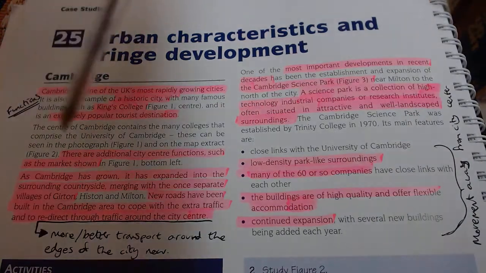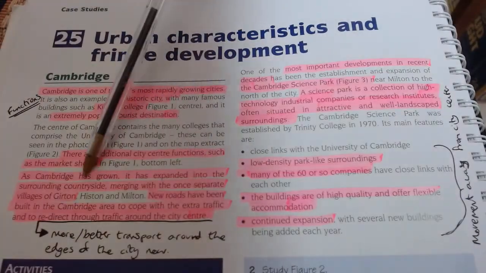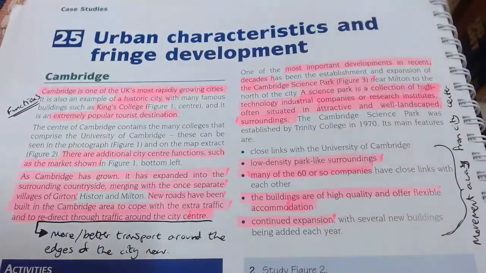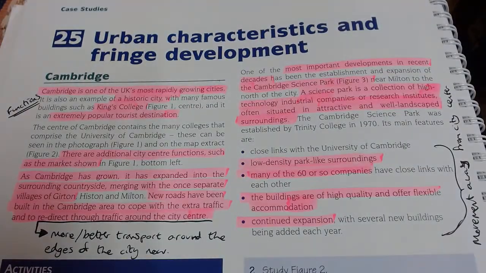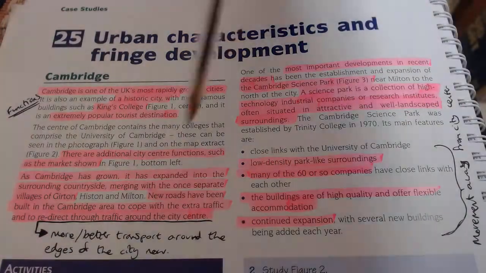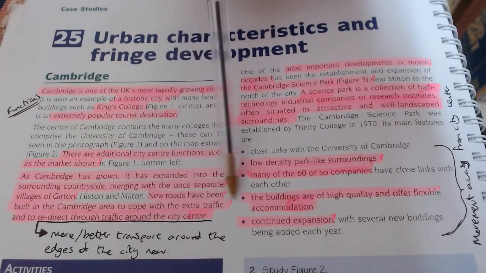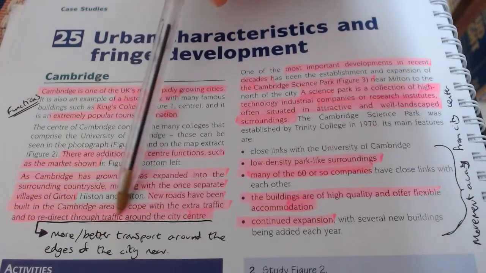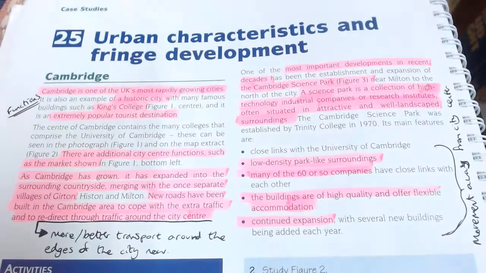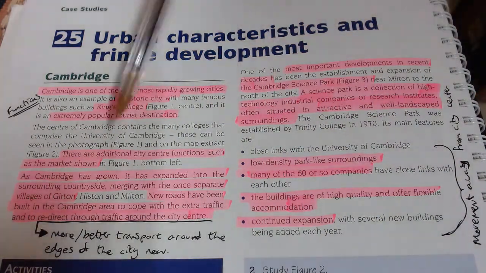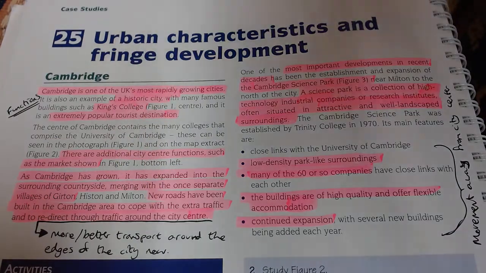As Cambridge has grown, it has expanded into the surrounding countryside, merging with the once separate villages. So again, as we know, as a city grows, it expands outwards, and sometimes it swallows up smaller little villages nearby. New roads have been built in the Cambridge area to cope with the extra traffic and to redirect through traffic around the city. So again, this is another example of what's happening with settlements around the world. They start to pedestrianize the middle bit.